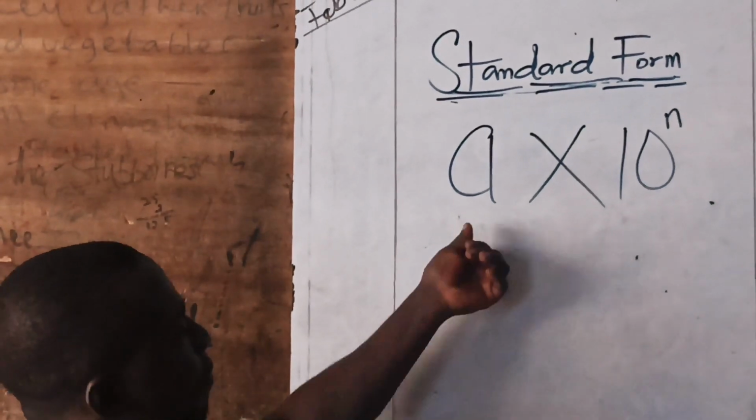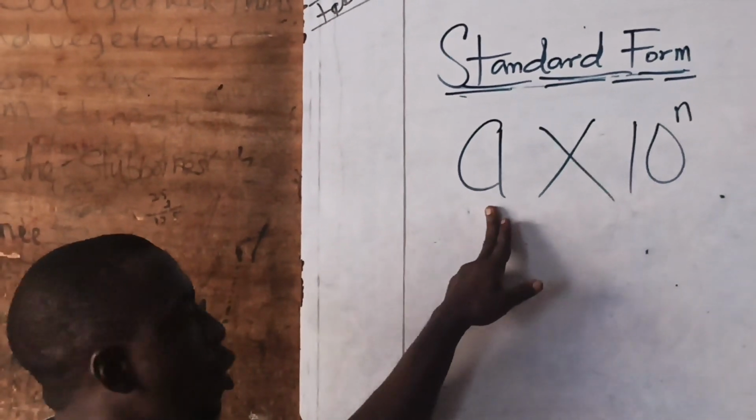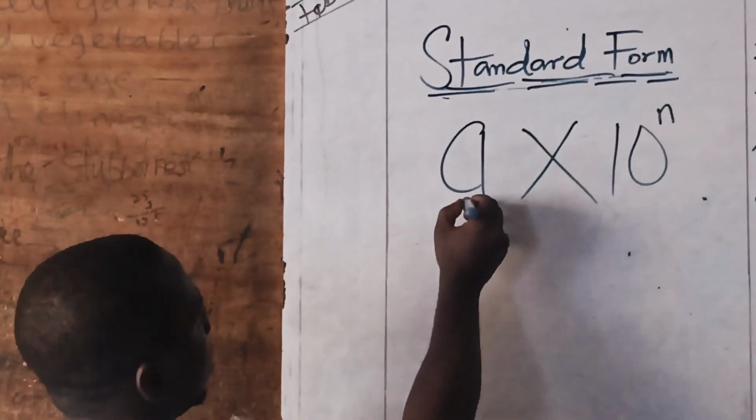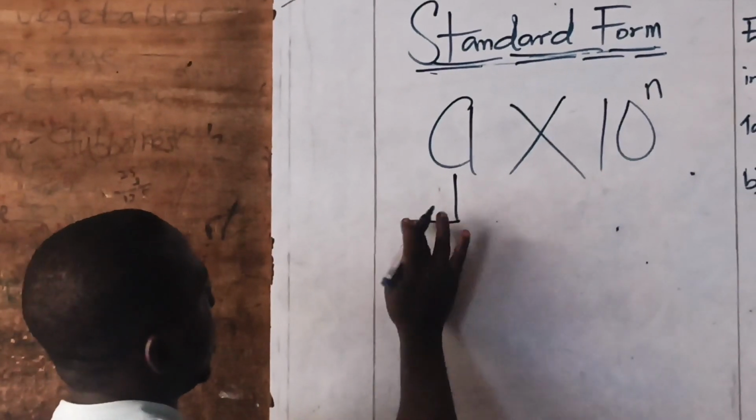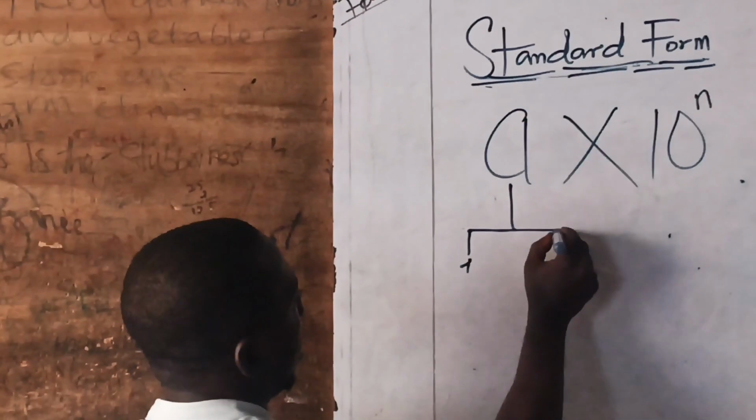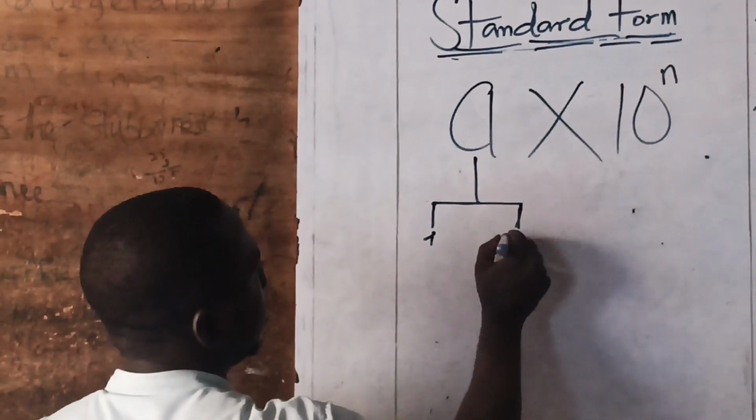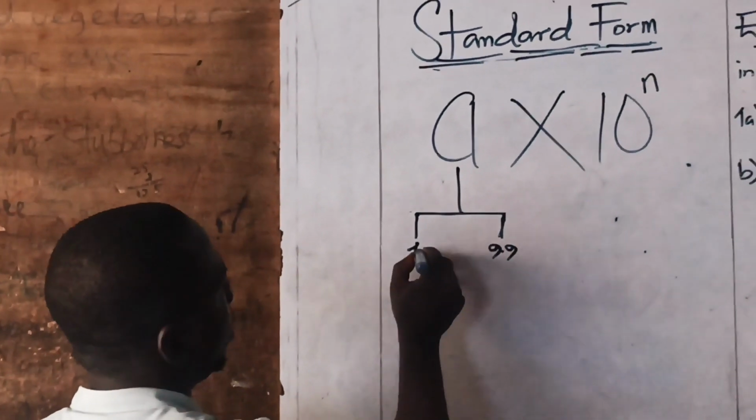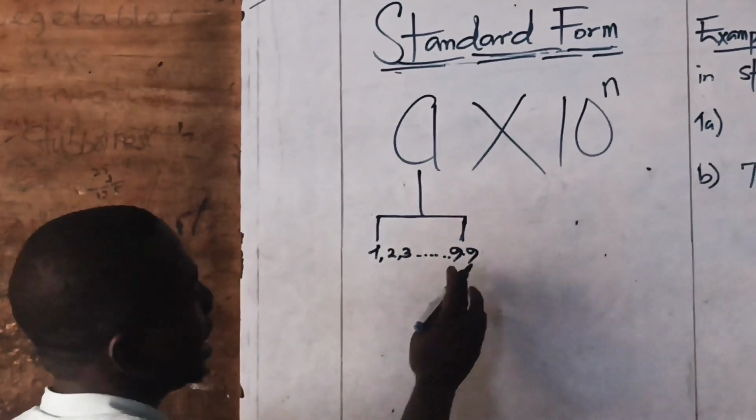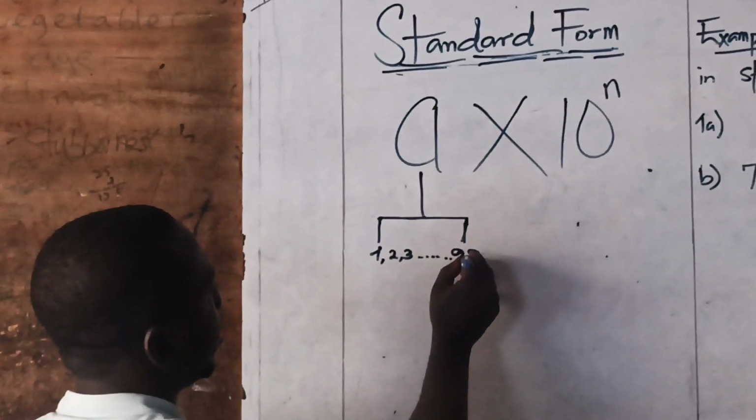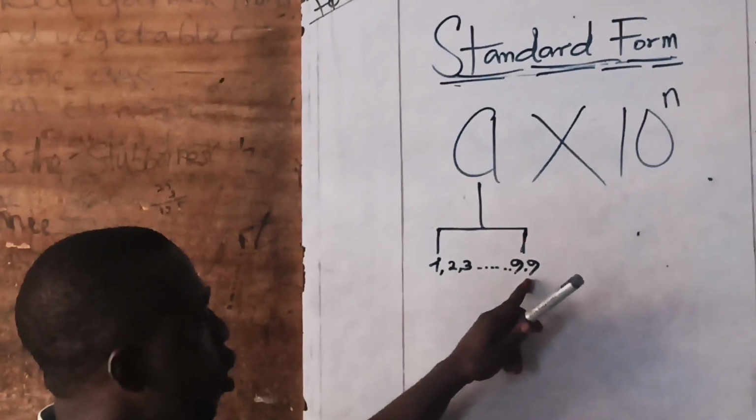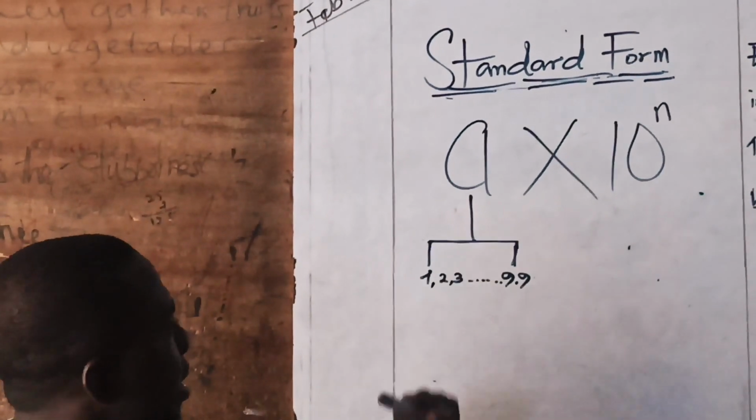First and foremost, you have to make sure you are able to identify your A and your N. So for A, the range of A used to be between 1 and 9.9. So it can be 2, it can be 3, up to 9.9. It must not be equal to 10, and that is A.